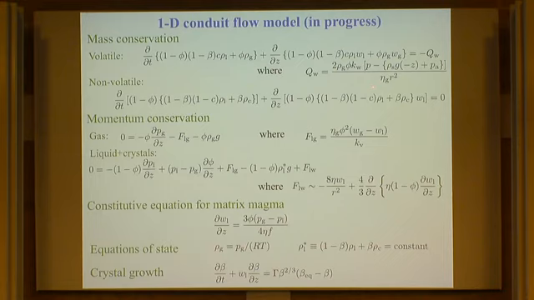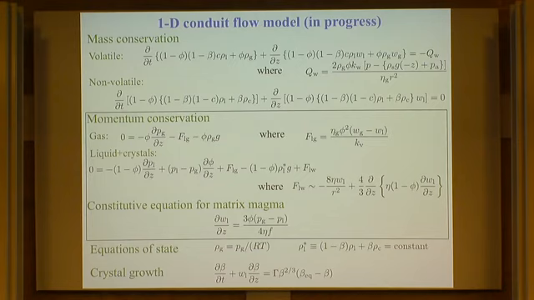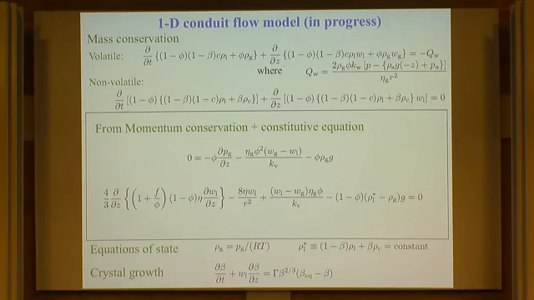And another thing is that inside the conduit, a crystal can grow with a rate which is proportional to the degree of supersaturation like this. So they are very similar to migration in mantle, but slightly different. And then this part can be rewritten like this. So this describes the permeable gas flow through magma following Darcy's law.